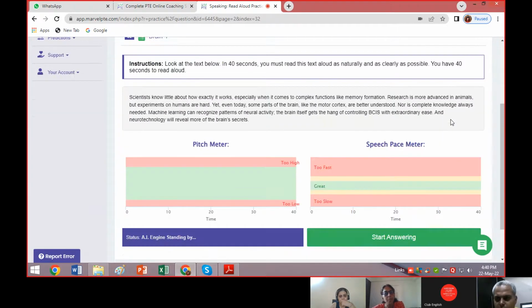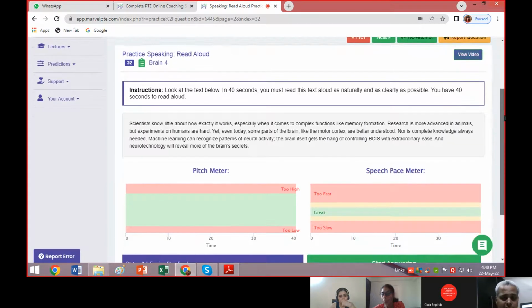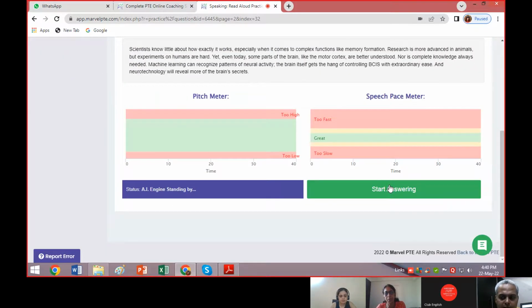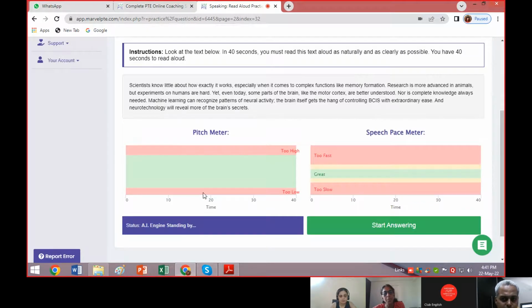Now the best thing I like about this software, which you will not be getting in all others, I've researched a lot, all those applications, is that you'll not be getting this type of thing wherein a pitch meter is there and a speech pace meter is there. So how good you speak, they are going to measure it. Now, the other thing is, after answering, you'll be seeing a lot of things. And status, AI engine standing by. So there is an AI engine, artificial intelligence, standing by. Whenever you will be speaking, it would be measuring your speech, seeing how good you speak. And it would be evaluating it then and there, and will be giving you a response. Let's see how it works.